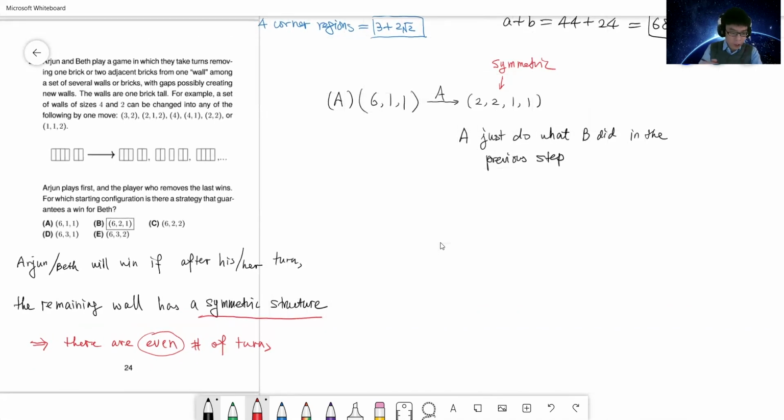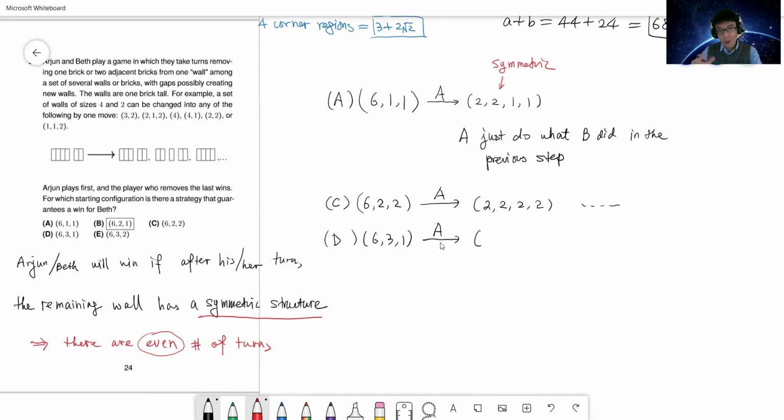So actually, C, D, E is easy to see. Arjun has this strategy to win. Let's discuss C, D, E. Let's see, C, we have a 6, 2, 2. Here, Arjun can make it symmetric as follows. Arjun removes the middle two bricks, so it will be 2, 2, 2, 2. Same strategy. And next, D, we have 6, 3, 1.